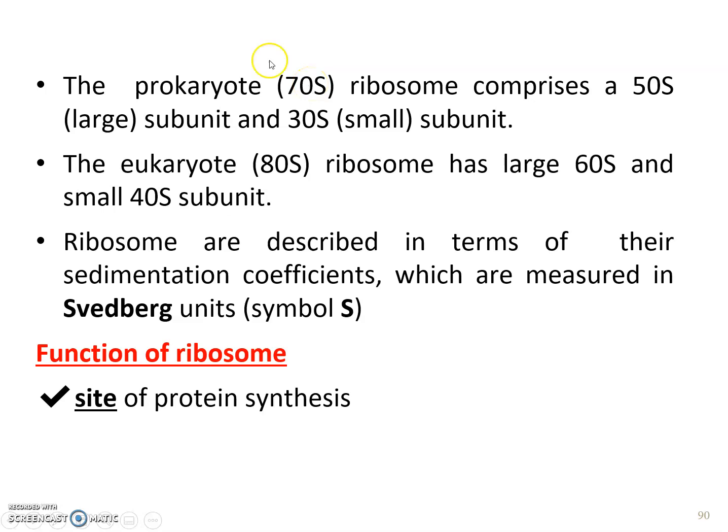So both the prokaryotic cell and eukaryotic cell have large and small subunits of ribosome. For the prokaryotic cell, it is made up of 50S plus 30S, while eukaryotic cell is 60S plus 40S. So the main function of the ribosome is as the site of protein synthesis.